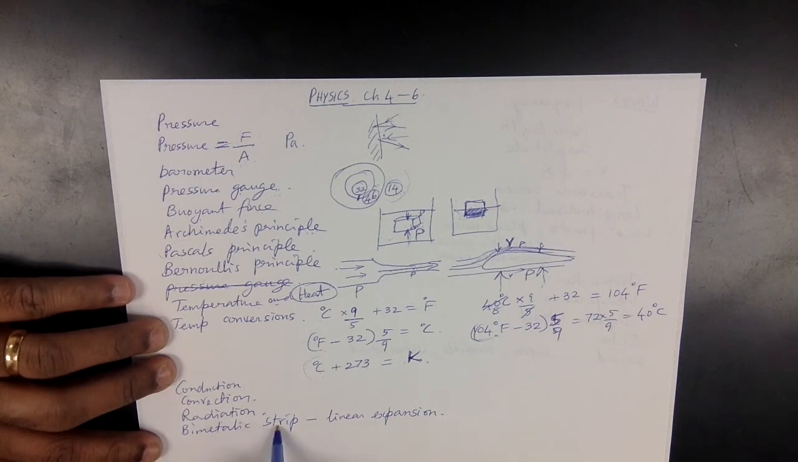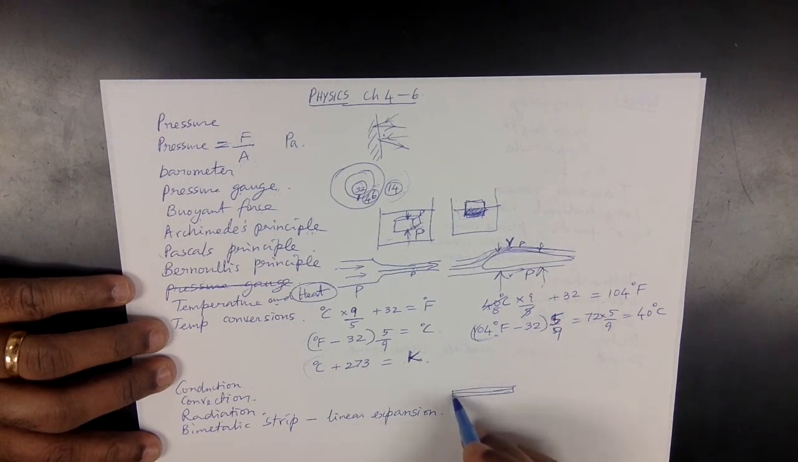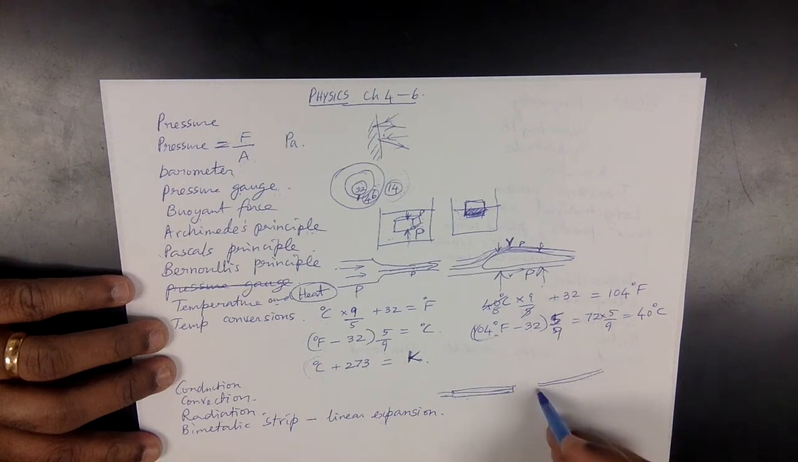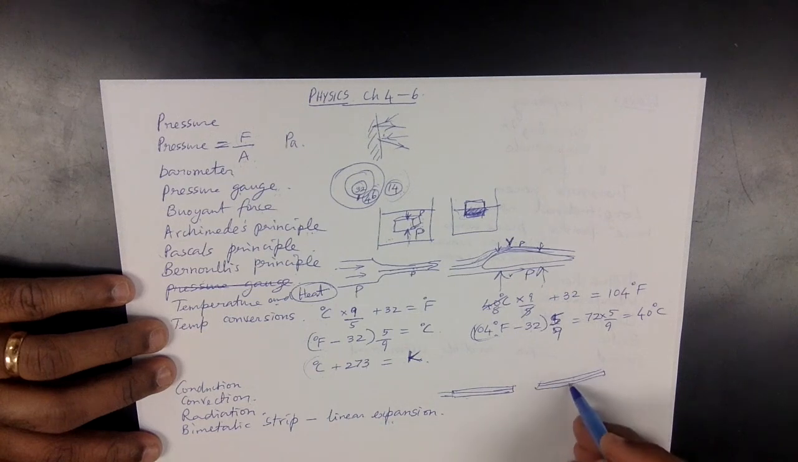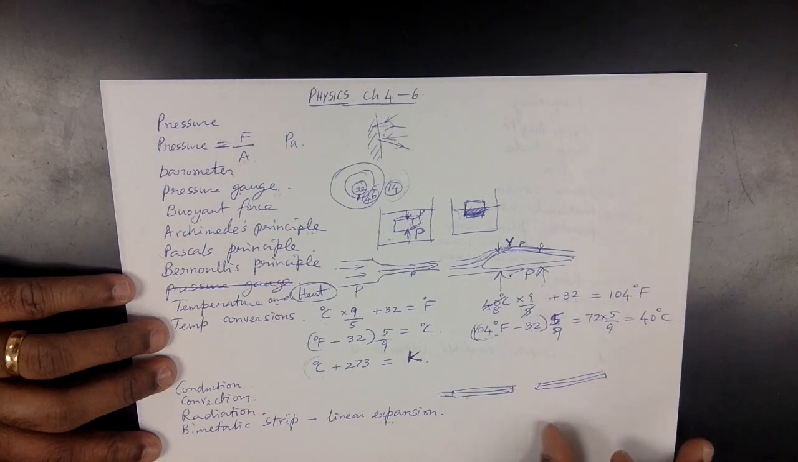Now, a bimetallic strip is something that is made up of two different materials, and they have different coefficients of linear expansion. Because of that, when you heat it, one expands more than the other, so it will bend. That bending effect is caused by the fact that they expand differently, and this is the thing that is used in thermostats and other things. All right.